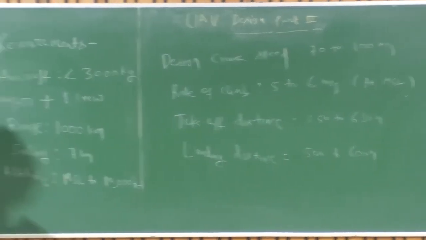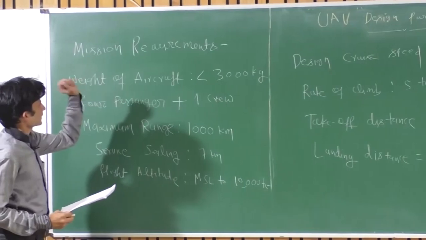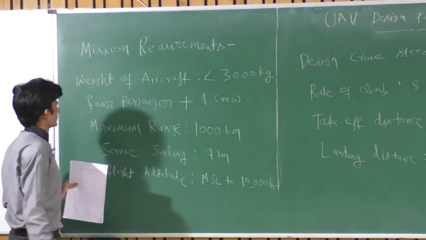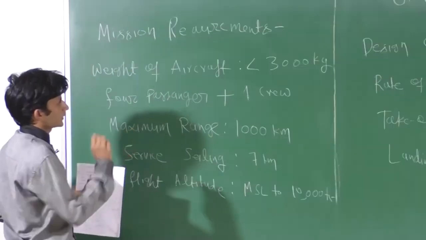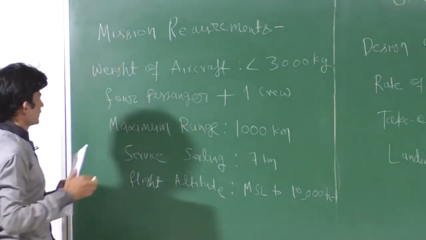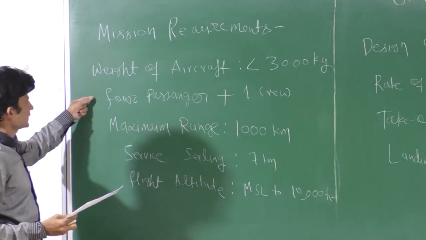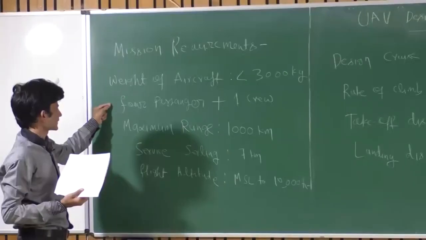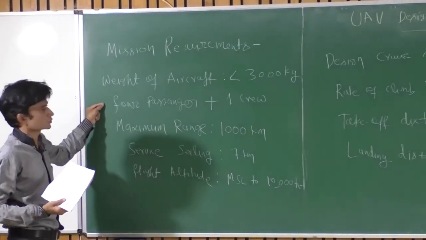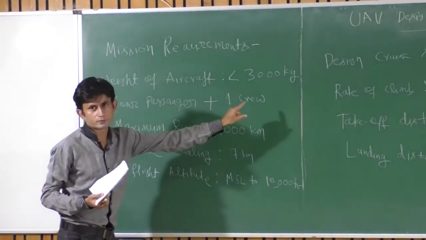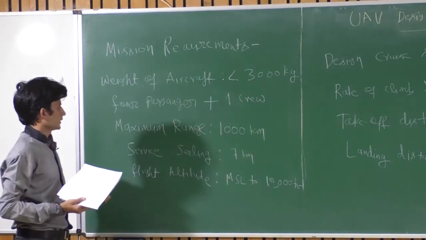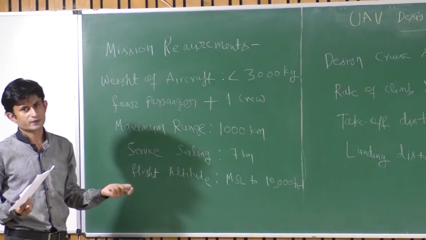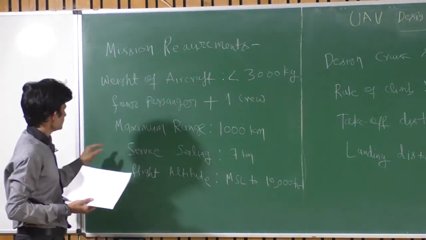We have the following mission requirements. The weight of the aircraft should be less than 3000 kg. This is the first requirement. Second, 4 passengers plus 1 crew. Here we are designing a manned aircraft. Suppose we remove the person from the aircraft, then it becomes the payload. So you can consider this as the weight of the payload also. So from this mission requirement, you can design the manned aircraft as well as the unmanned aircraft.